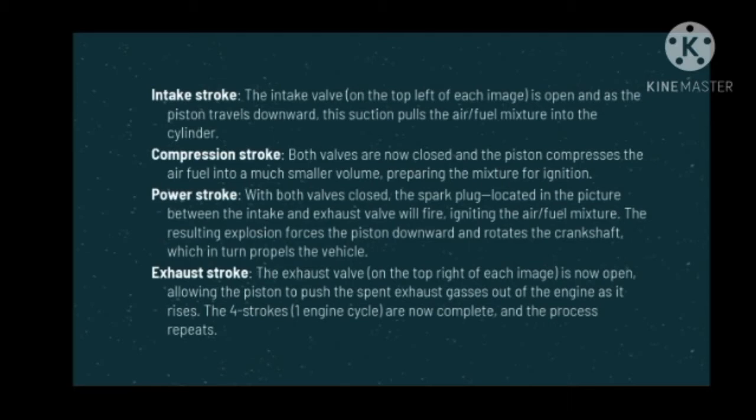vehicle. Exhaust stroke. The exhaust valve, which is on the top right of each image, is now open, allowing the piston to push the spent exhaust gases out of the engine as it rises. The 4 strokes, which is 1 engine cycle, are now complete, and the process repeats.